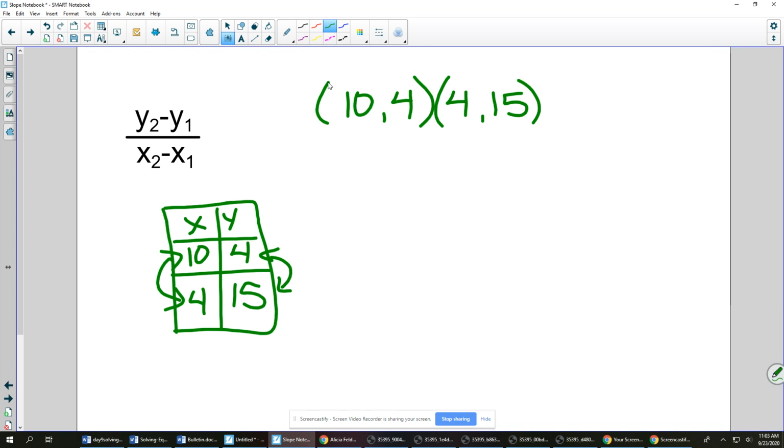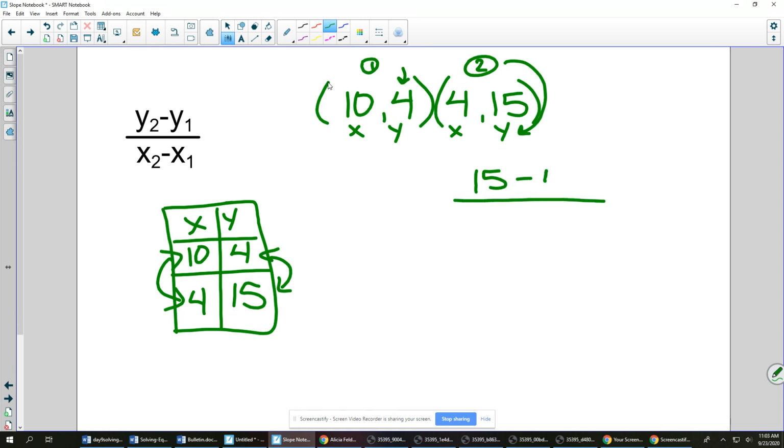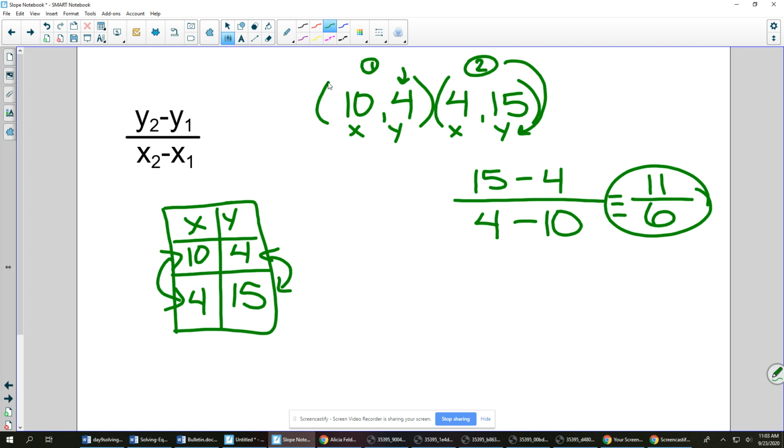The formula is y2 minus y1 over x2 minus x1. I would label my two points 1 and 2. I know that this is an x, this is a y. So y2 simply means the second y value. The second y value would be 15 minus the first y value, which is 4. Then the second x value, which is 4, minus the first x value, which is 10. 15 minus 4 gives me 11. 4 minus 10 is negative 6. My slope would be negative 11 over 6.